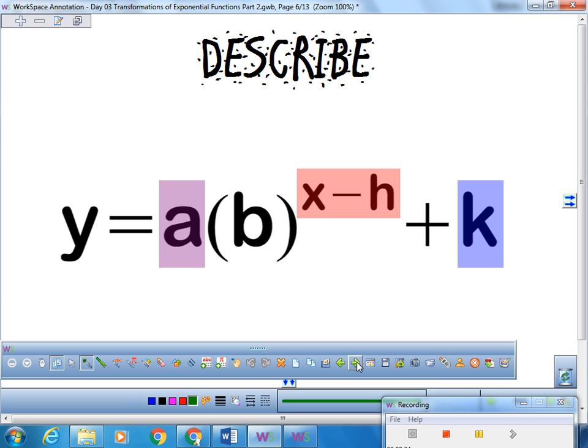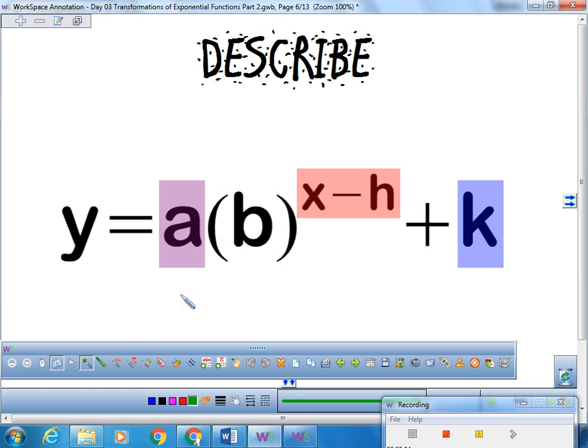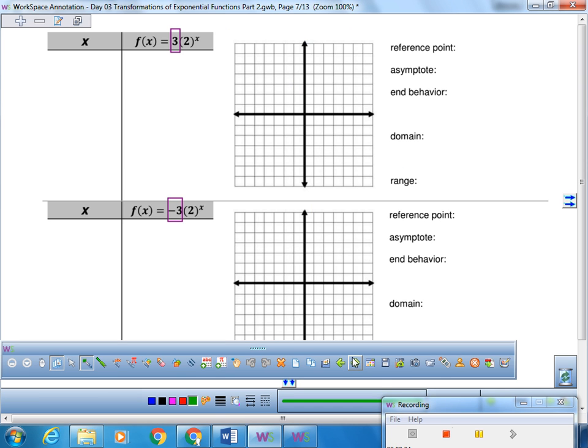All right, so describe. This is our horizontal. Let me change this color back. This is our horizontal, right? This is our vertical shift. Now we're going to talk about A, our stretch. Sound good? All right. So I want you guys, first of all, to explore it a little bit.